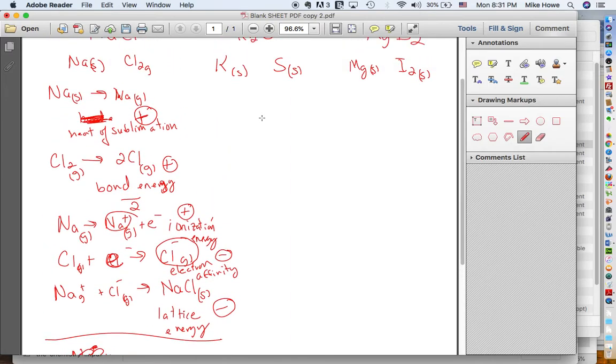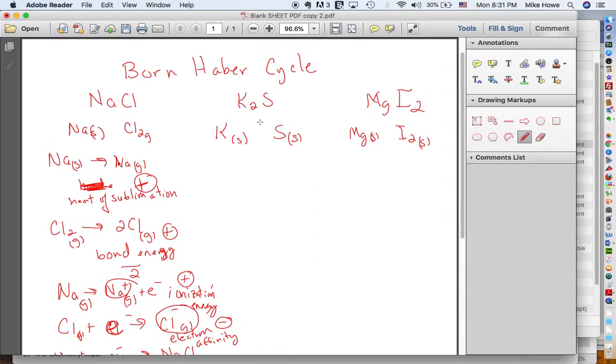All right, I'm going to take a quick look at K2S. Now I'm going to go maybe a little faster on this one. So you got K as a solid becoming K as a gas. And what was that called? Heat of sublimation. That would be a positive energy change. We don't have to use bond energy here because sulfur does not exist as molecules. Well, it doesn't in this case. Sometimes it does. We won't worry about that right now.